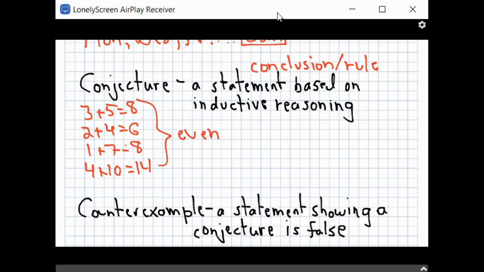This is just one example. So I can see based on that pattern, anytime I add 2 odd numbers or 2 even numbers, then they must equal an even number. And so my conjecture would be that adding 2 even or odd numbers equals an even number.